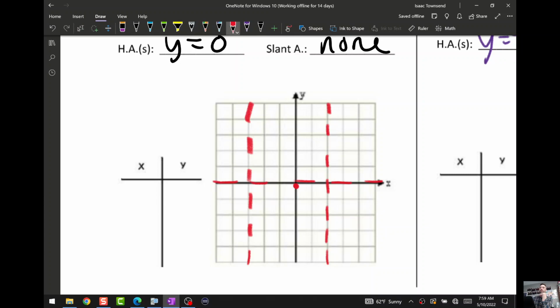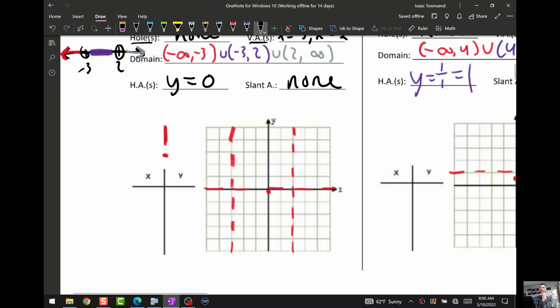Now, I didn't have you put this in your notes, but of course, plotting a bunch of points is always going to make your graph better. When you graph these in your calculator, it's not really analyzing the rational function the same way you do. It just plots hundreds of points, plots them on the graph, and then it says, here's your graph.